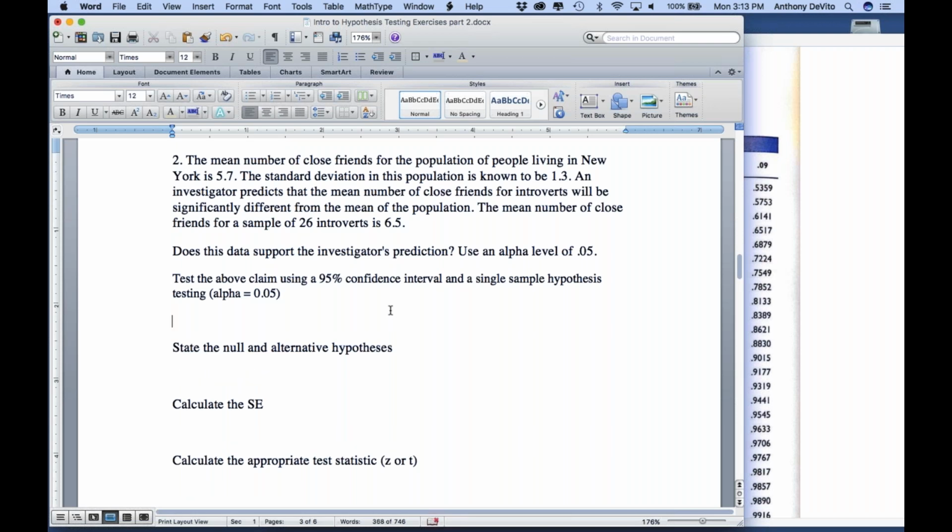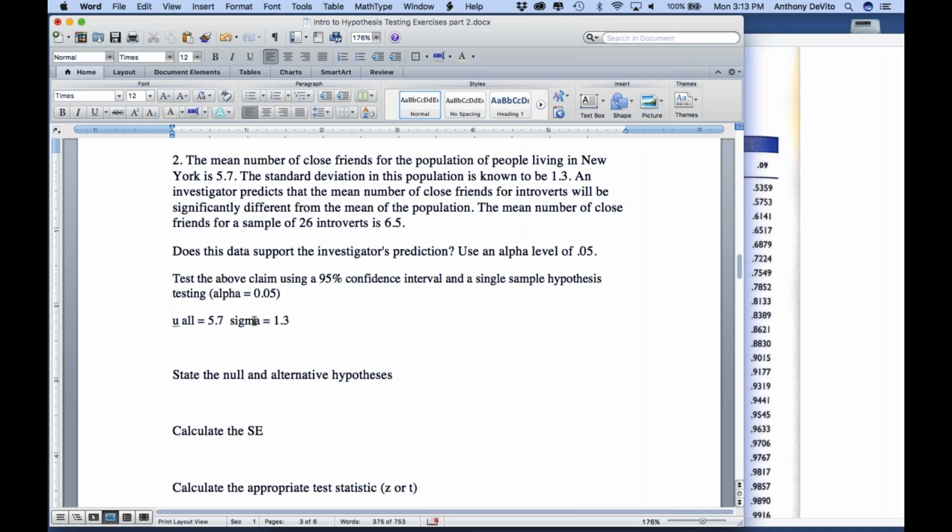In the meantime, I'm going to just put in some of the facts of the case here. Mu is equal to 5.7 for New York, for all New Yorkers. Sigma equals 1.3. And for our introverts, oh, excuse me, not mu, I don't know mu, I know X bar for introverts is equal to 6.5. And my sample size is equal to 26.